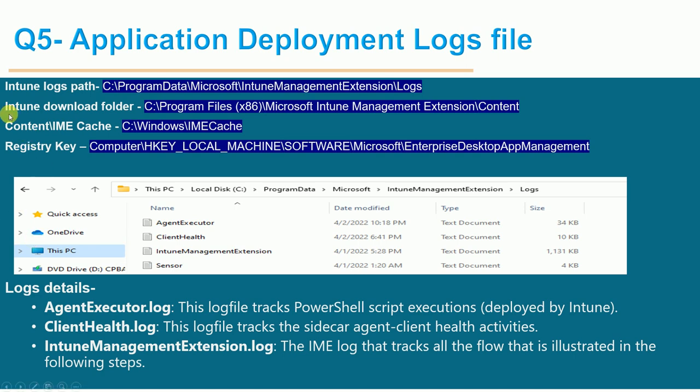Now here is a download folder. When you deploy any application, it will first download locally on the user machine. This is the path where your app will download locally. Now content IME, that is the Intune Management Extension cache. What is that?